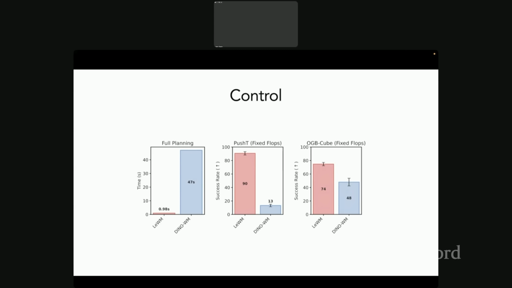Another interesting thing is if you fix the FLOPs that you use for planning, and we fix the FLOPs at those of LeWorldModel, so you reduce the planning time by tweaking the planning hyperparameters until DINO-WM plans in under a second, you can see that the success rate drops by a lot for Push-T and for OGBench Cube, which is expected. But it showed that at similar budgets, we outperform DINO-WM even on OGBench Cube.